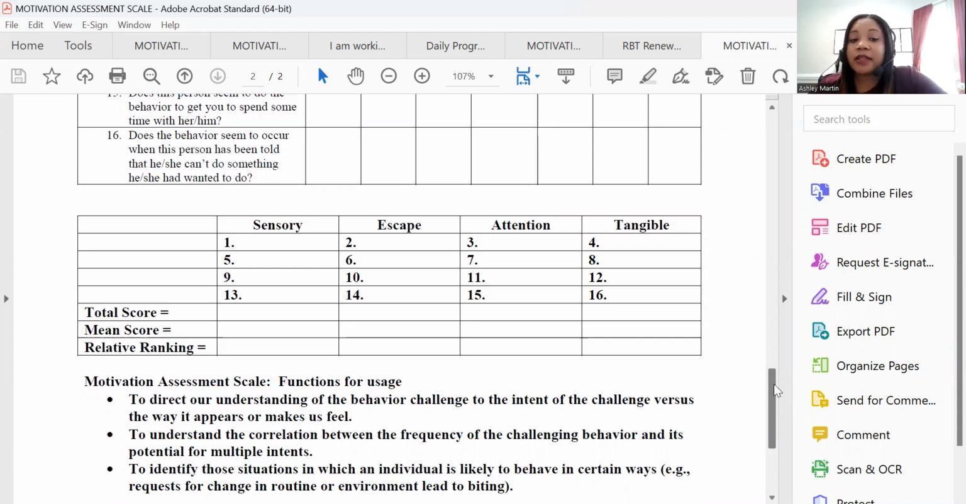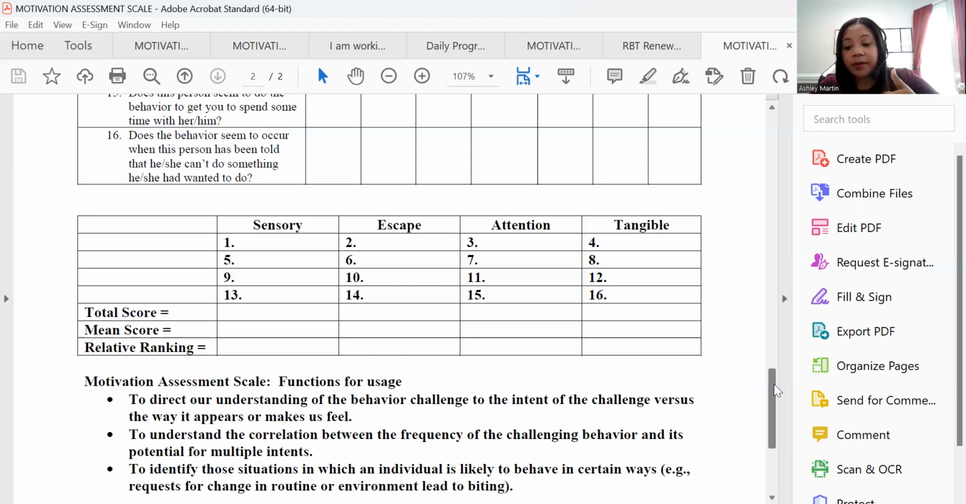Escape, meaning a lot of times the individual may be trying to avoid a difficult task or avoid transitioning. So they may try to escape and leave that designated area when told to sit or stand or be positioned in a certain location. Attention is the function when, say, the individual is attention seeking, as they would call it.